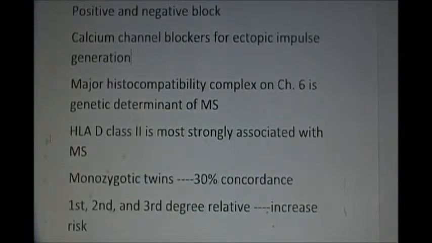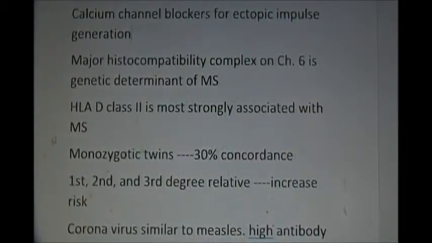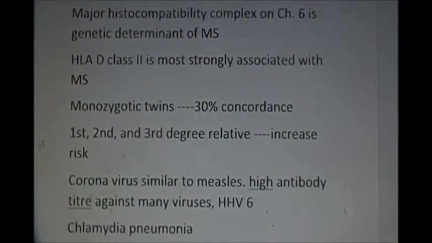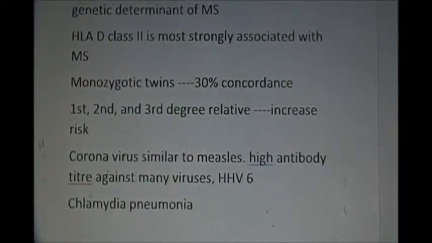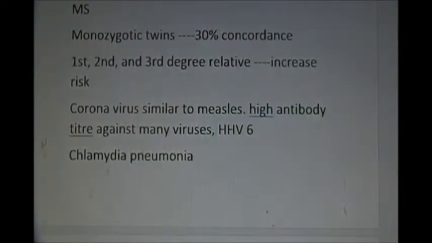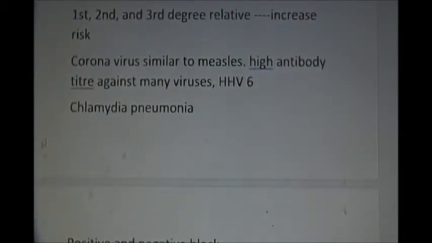The exact cause of multiple sclerosis is not known. It may be due to a genetic factor, it may be post-infectious, or it may be autoimmune. The major histocompatibility complex on chromosome 6 is a genetic determinant of multiple sclerosis. Some other chromosomes also have loci for the disease. HLA-D class 2 is most strongly associated with multiple sclerosis. In monozygotic twins, the concordance rate is 30% for the disease. And first, second, and third degree relatives of the patient have an increased risk of the disease.